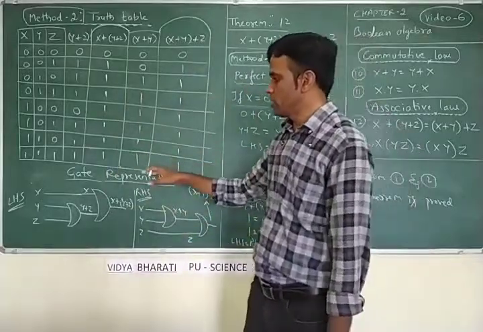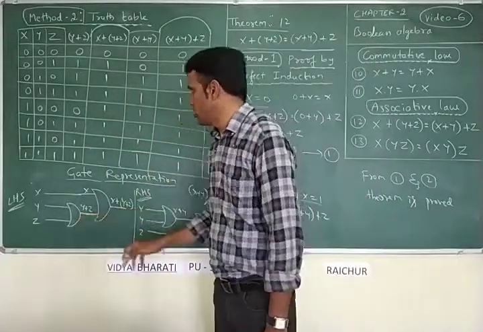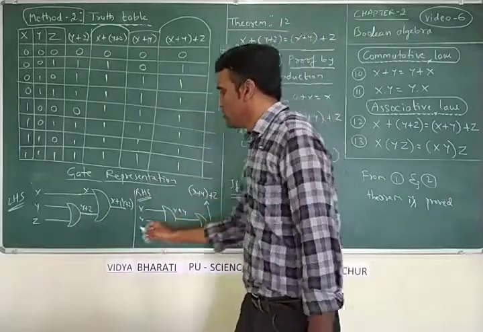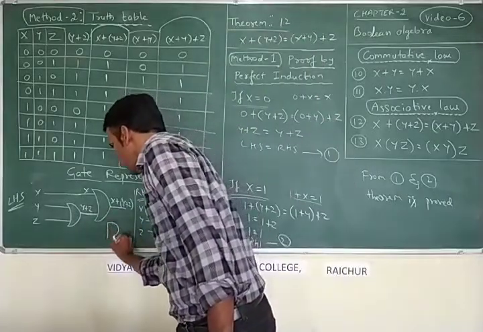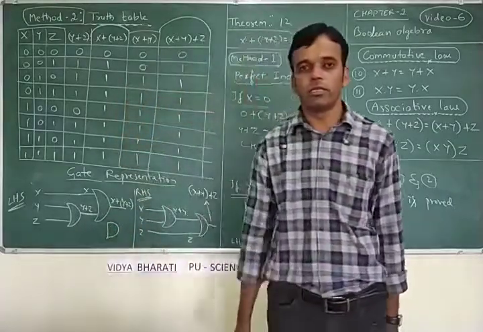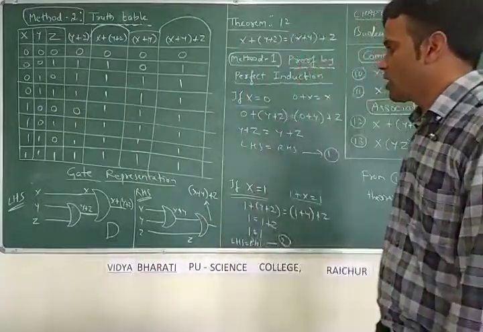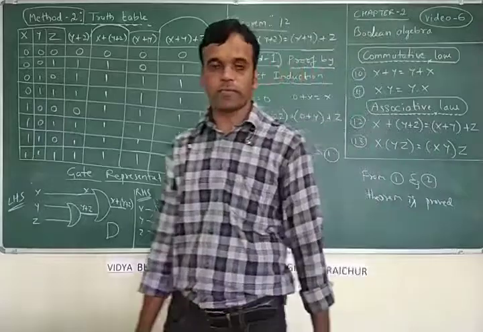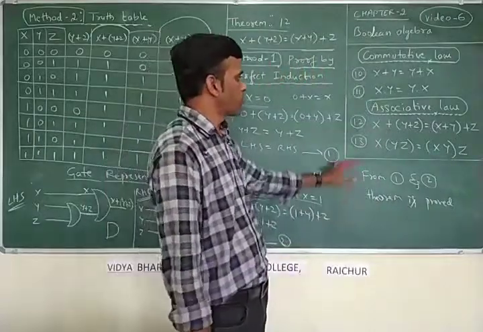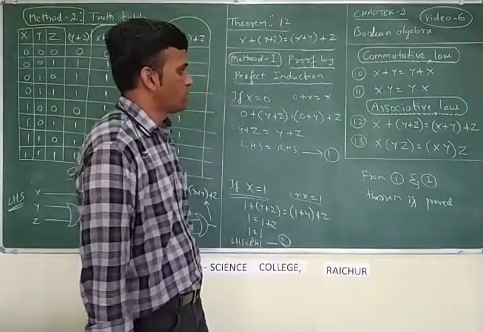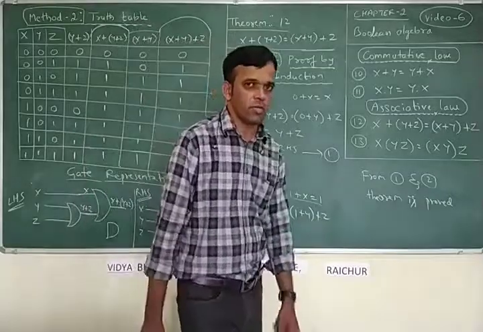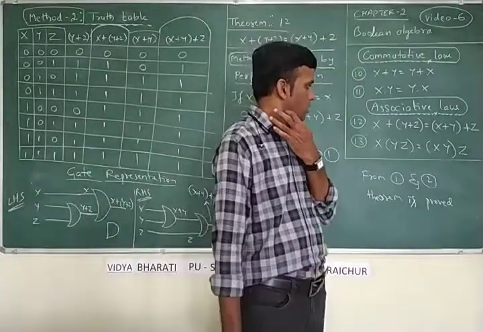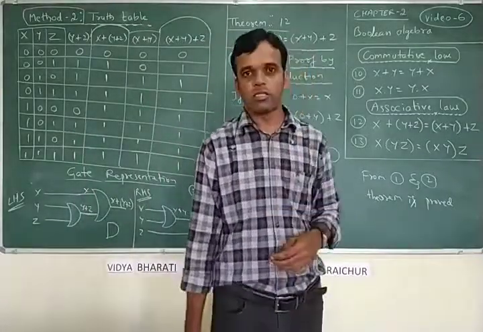When it comes to gate representation, instead of the OR gate, you use the AND gate, the capital D symbol. So easily you can prove the 13th one, quite similar to the 12th one. Still we are having some theorems. Overall we have 18 theorems. Okay. So in the next class we will see the remaining theorems.